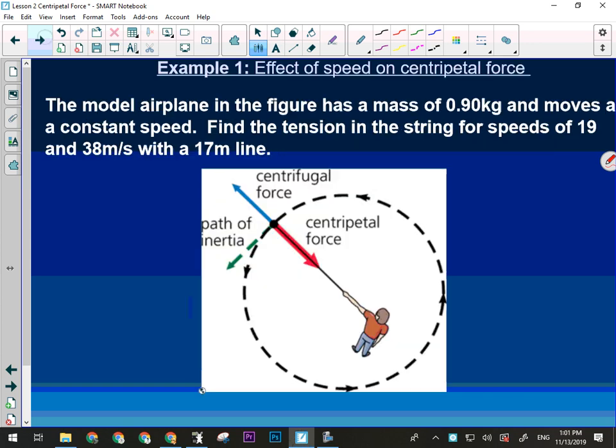All right. So if I'm looking at the effect of speed on centripetal force, again, I'm looking at this formula here, mv squared over r. According to this formula, any increase in v will cause what for F_c?